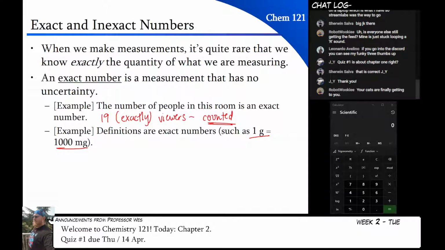Now be careful. Not all equalities that are written are definitions. Anything that's a definition, I will explicitly tell you. Anything that is a conversion is basically me measuring against a ruler.